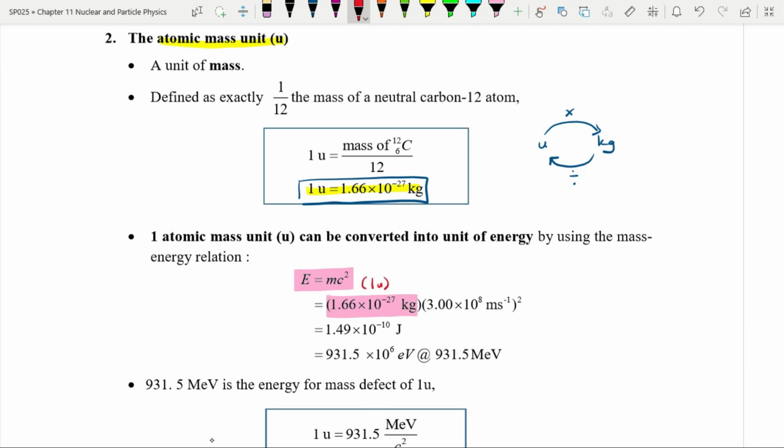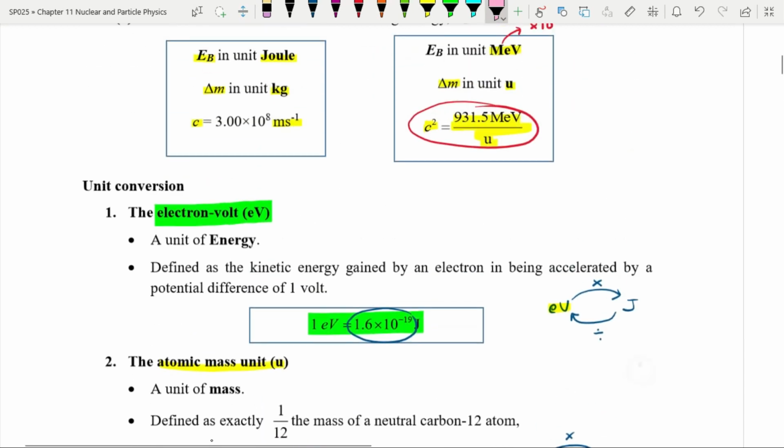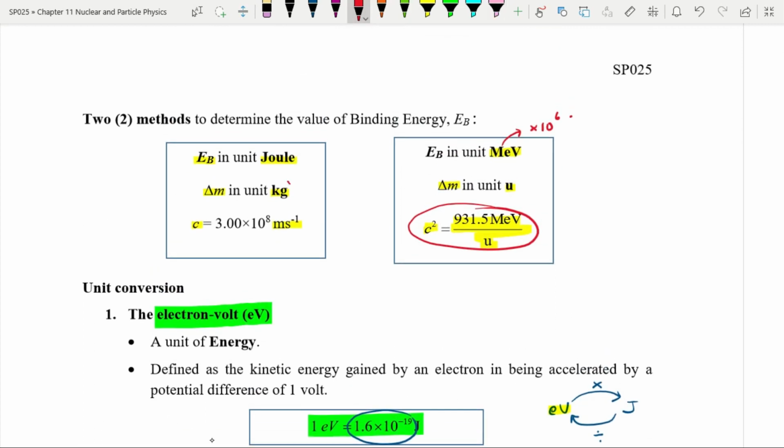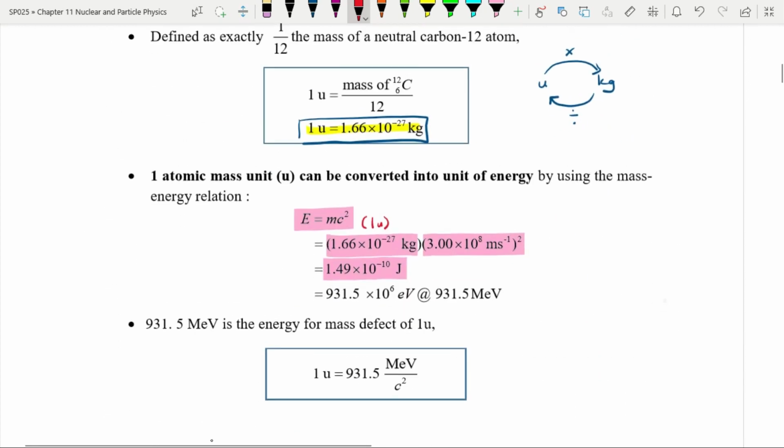Okay. Tapi yang penting kita masukkan dulu mass dalam kg and then kita times dengan C yang dalam SI unit which is ms negative 1. So dia jadi square sebab formula dia C square. So kita dapat energy dalam unit joule. Okay, yang mana method pertama tadilah yang di atas. Okay, so kalau mass dalam kg, C dalam ms negative 1, so kita akan dapat energy dalam joule. Okay, so kita dah prove kat sini.